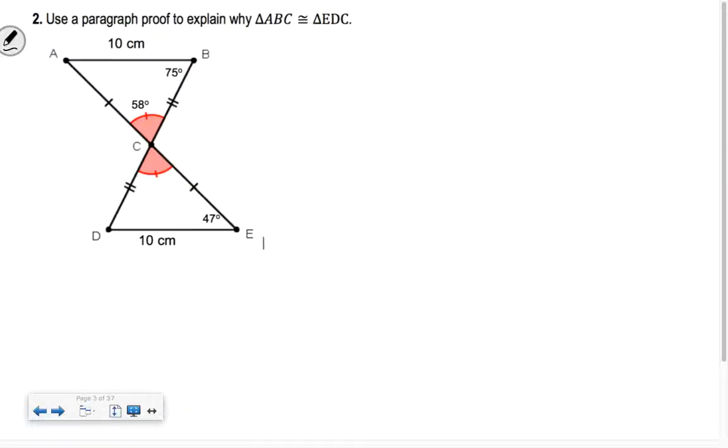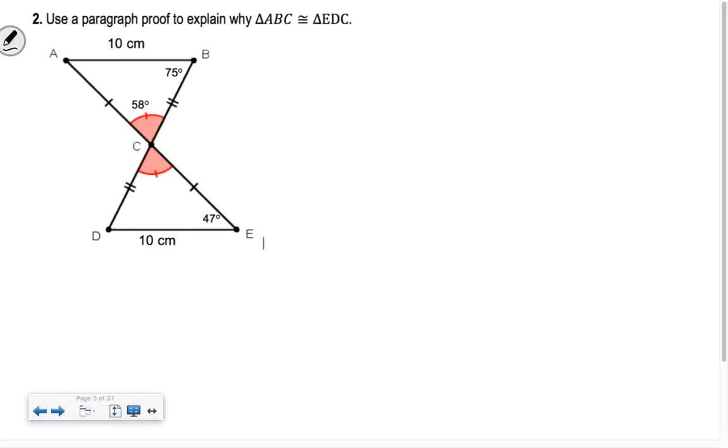All right, so it says use a paragraph proof to explain why ABC is congruent to EDC. So far, in order to say that these triangles are congruent, we need to say that every single side is the same and every single angle is the same. Okay, there are some shortcuts that we're going to learn later in this chapter. But right now, that's all we know. So we have to get every single side is the same, every single angle is the same.